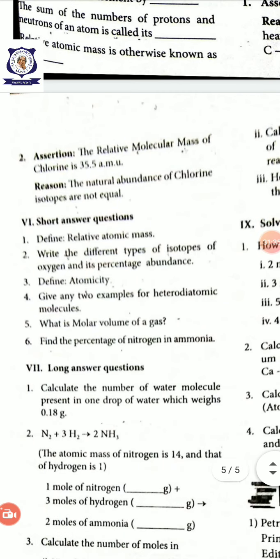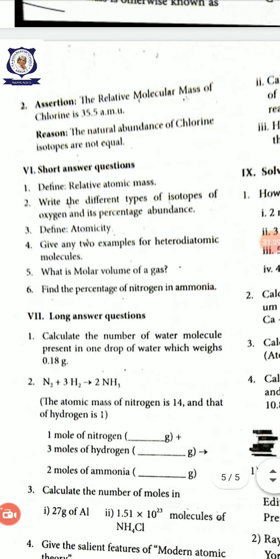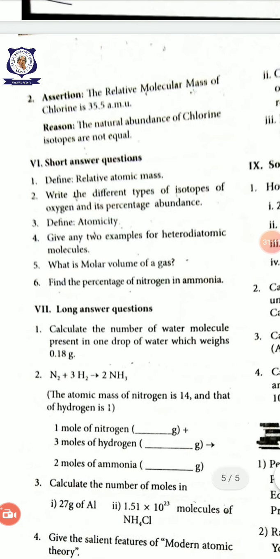Next, the relative atomic mass of chlorine is 35.5 atomic mass unit. The natural abundance of chlorine isotopes are not equal. Here, the relative atomic mass of chlorine is 35.5. It is correct. The reason, the natural abundance of chlorine isotopes are not equal, is also correct. Both assertion and reason are correct, and the reason explains the assertion.